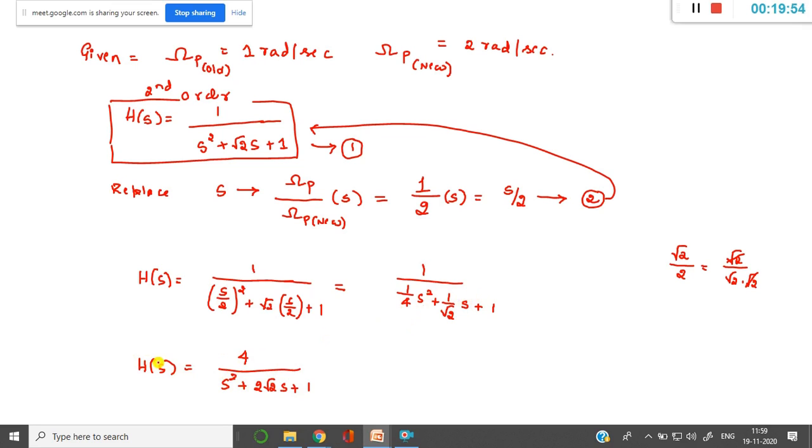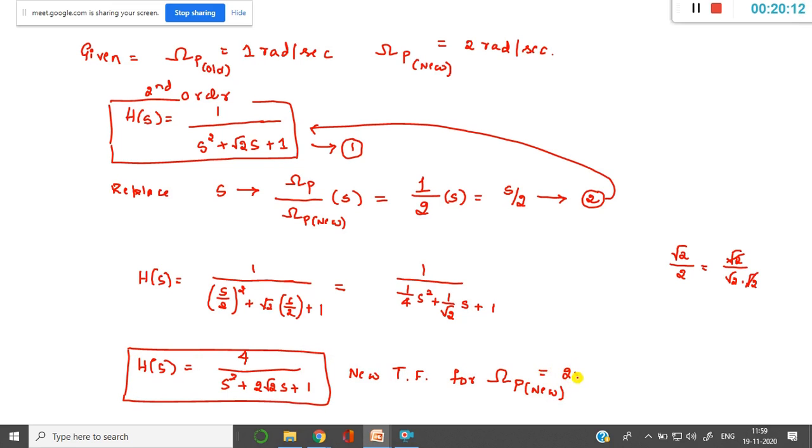So take s/4 as a SCM, and then finally you are going to get this new transfer function. What is the cutoff frequency here? Here the cutoff frequency is equal to 2 radian per second. That's it. Earlier my frequency response had omega p at 1 radian per second. Now I had an h of s for this.